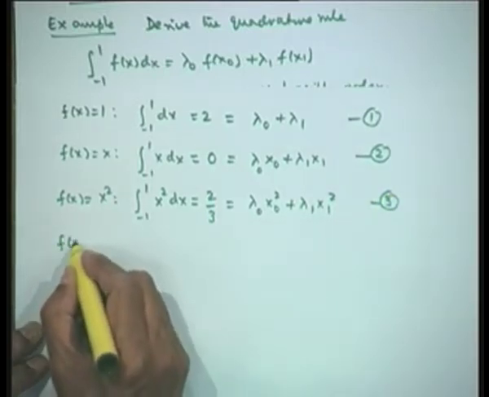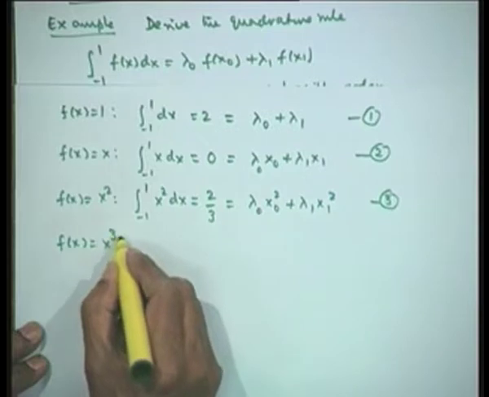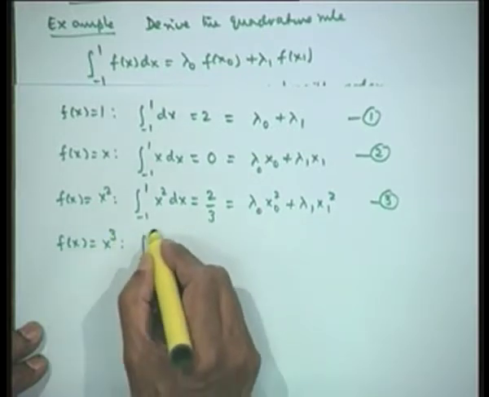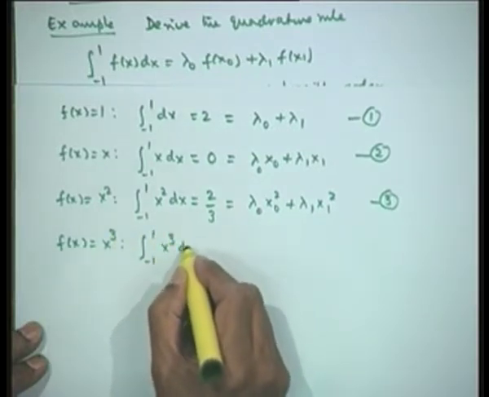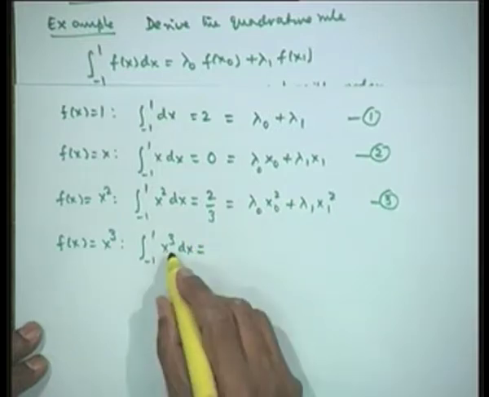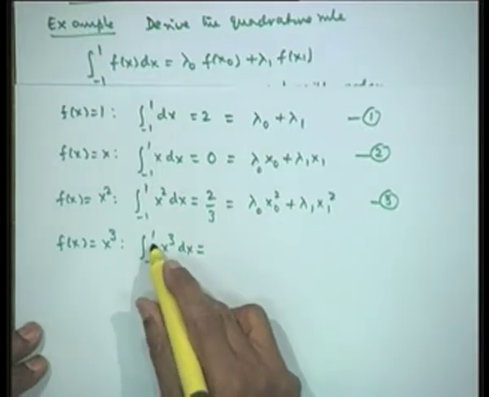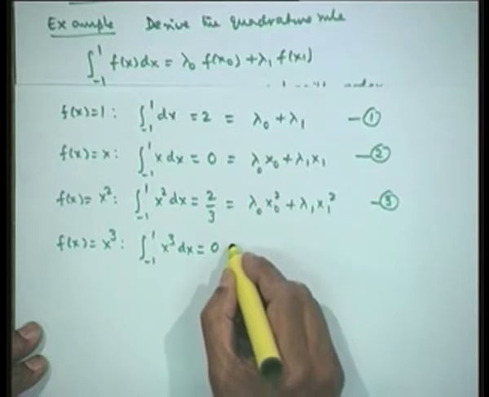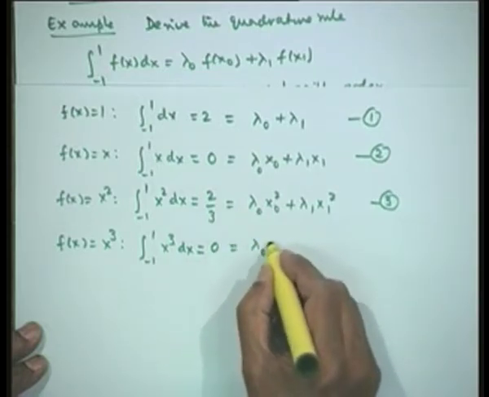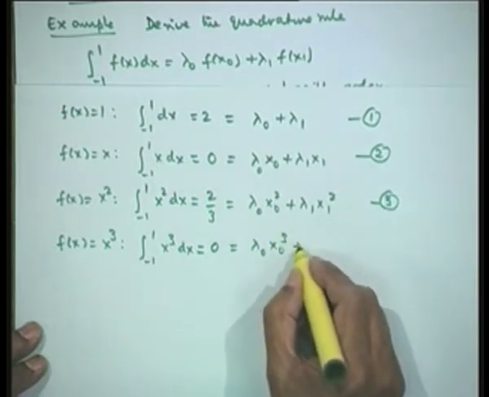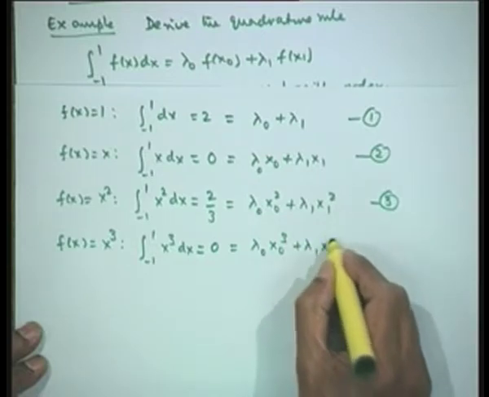Then I take f(x) equal to x cubed, therefore the integral from minus 1 to 1 of x cubed dx. This is again an odd function over minus 1 to 1, so I will have a 0 here, and this is lambda 0 x 0 cubed plus lambda 1 x 1 cubed.